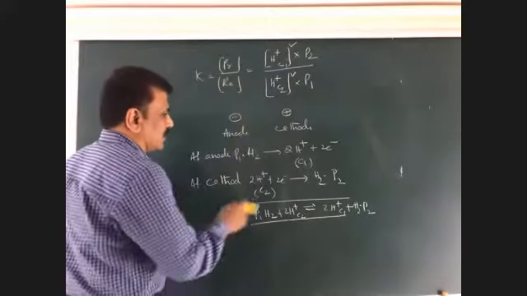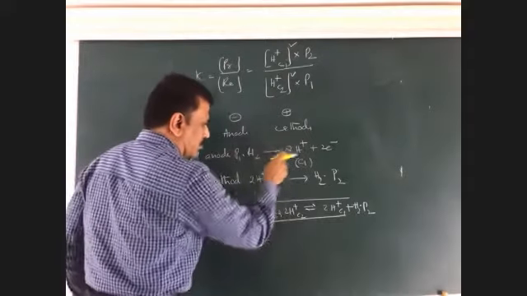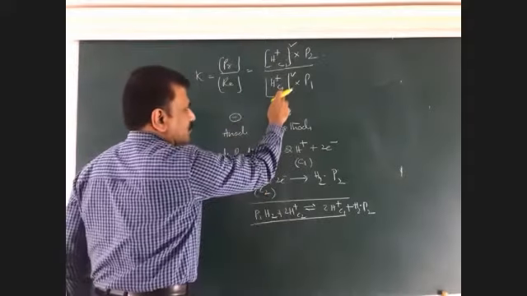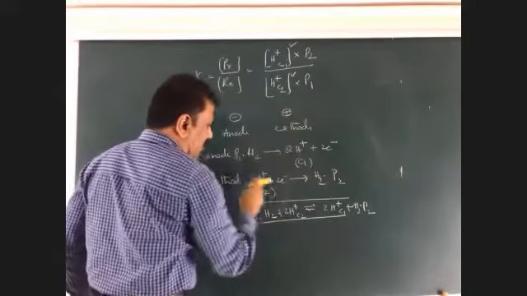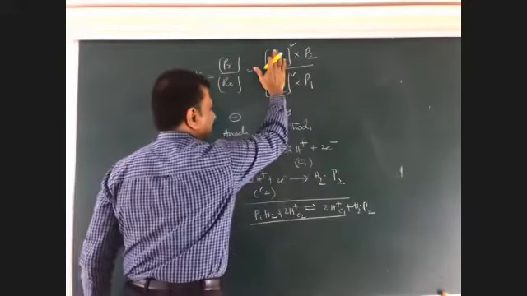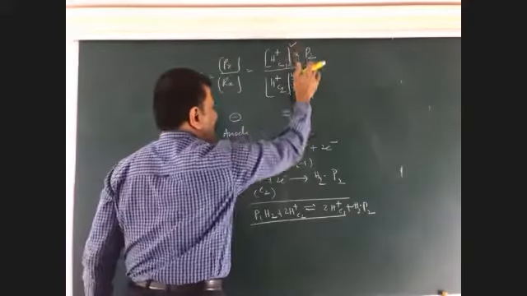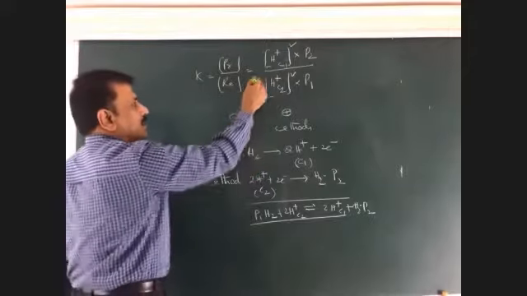So look at this. Once again, this is the products, this is the reactants. Products by reactants, C1 by C2. And this is product, this is the reactants, P2 by P1. So if these concentrations are 1 molar, based on the pressure, the K value changes. If pressures are same, concentrations. So this is the K.